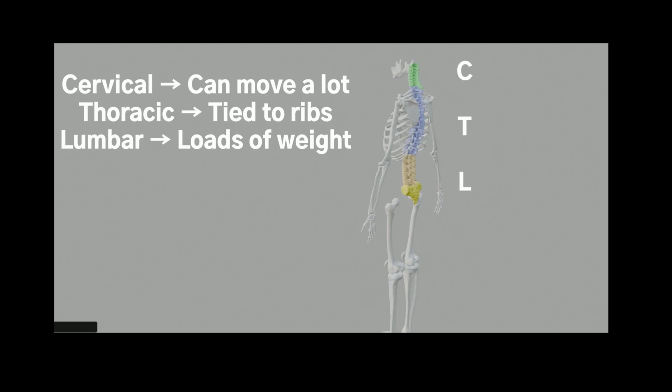The overall size of the vertebral body increases as you go down the vertebral column, as the bones bear more weight. Think of the cervical vertebrae as functioning so you can move your head, the thoracic as being tied to the ribs, and the lumbar as being large for loading weight.